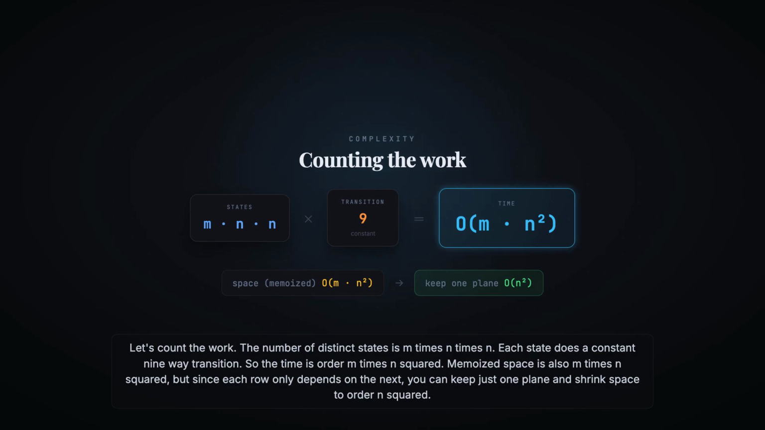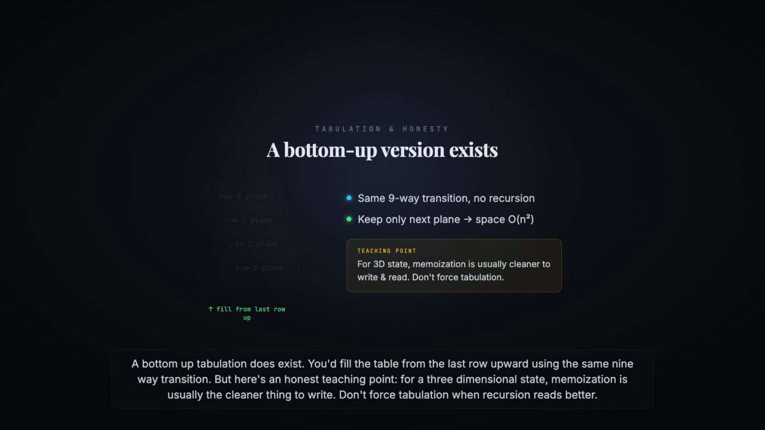But since each row only depends on the next, you can keep just one plane and shrink space to order n squared. A bottom-up tabulation does exist. You'd fill the table from the last row upward using the same 9-way transition. But here's an honest teaching point. For a three-dimensional state, memoization is usually the cleaner thing to write. Don't force tabulation when recursion reads better.